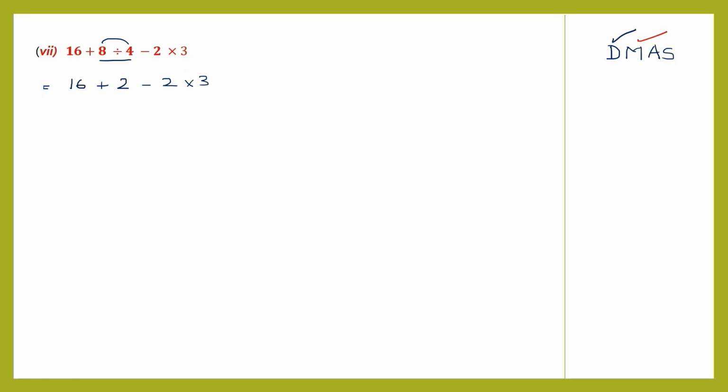So we are going to finish multiplication, that is 2 into 3. So let's do that. So 16 plus 2 minus 2 3s are 6. So we have multiplied these two and we got 2 3s are 6. Now we have addition and subtraction. So let's do the addition first, that is 16 plus 2. 16 plus 2 is 18. 18 minus 6. 8 minus 6 is 2 and then 1 we have 12. So our answer to this final question is 12.